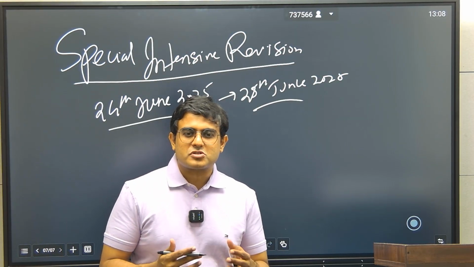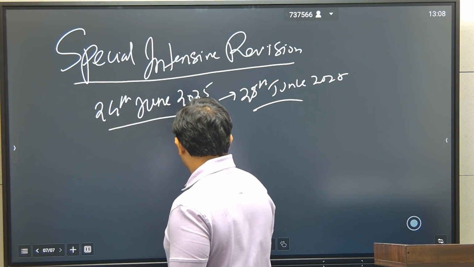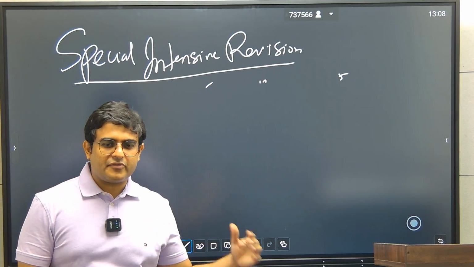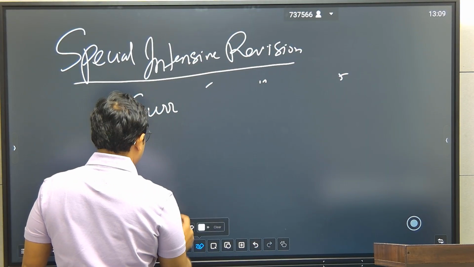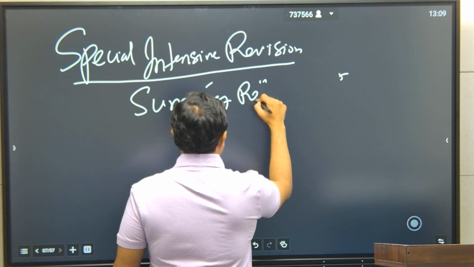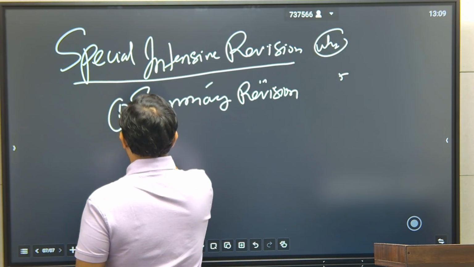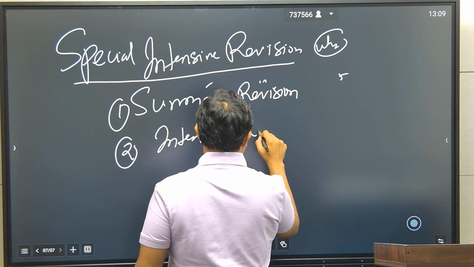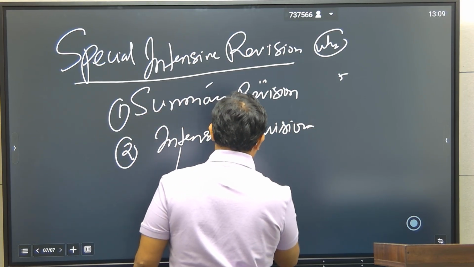Now, what is so special about it? Why special intensive revision? We discussed earlier what revision is about: revision of electoral rolls. There are basically two types of revision done by the Election Commission of India: summary revision, then intensive revision. And you can say special intensive revision is a subset of intensive revision.